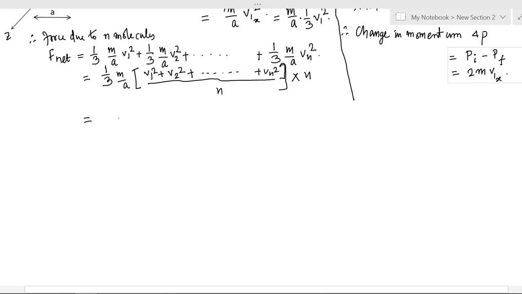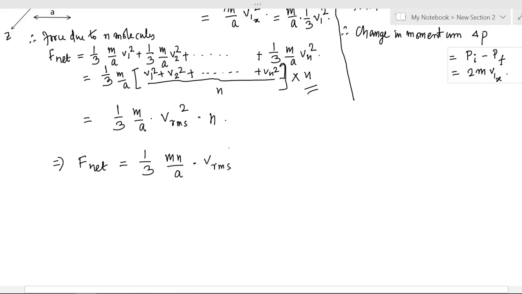This can be written as Vrms square, 1/3 m by a times Vrms square times this n is left, this n, okay? So F net, the net force exerted on the wall of the container by all n number of molecules, is equal to 1/3 mn by a times Vrms square.